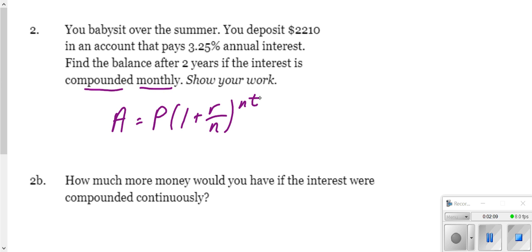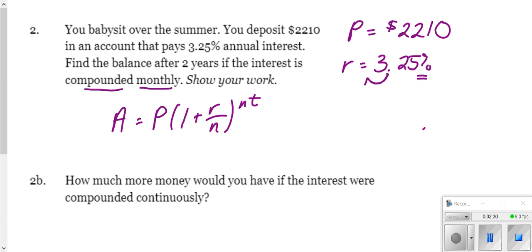for compound interest. And if you go through the statements in the question itself, the value that's called the principal, which is the amount that you put into an account or an investment, is going to be $2,210. The interest rate is given as 3.25%. When I drop this percent sign to make this a decimal to fit into my formula, that's going to be 0.0325 for my r value. n is the number of times that the interest is compounded per year. And since this says monthly, n is 12. And then it mentioned 2 years, so t is going to be 2. So that's going to be my general setup.